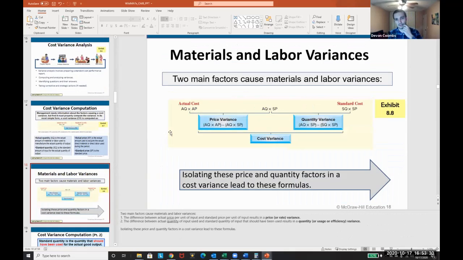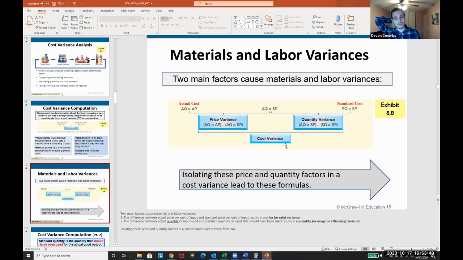So there's two main factors causing material and labor variances. What are those? We've talked about them. I'm going to repeat them. Repetition is going to help you learn. They are quantity or price. That's it. Quantity could be the time, labor. It could be the amount of units. Price is how much we pay for that.